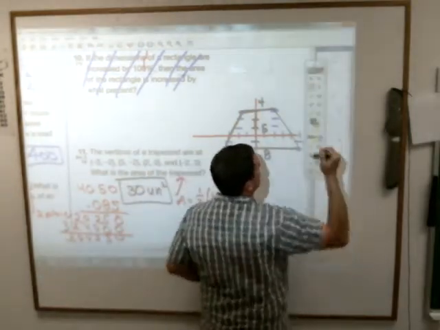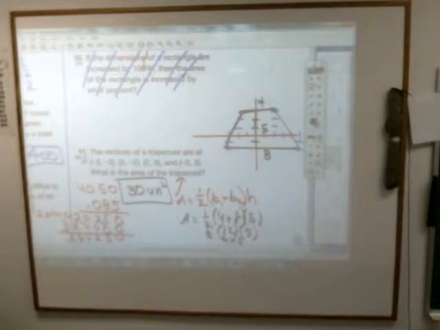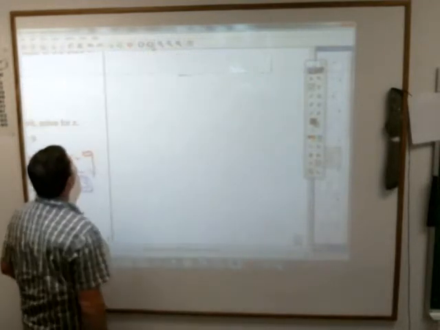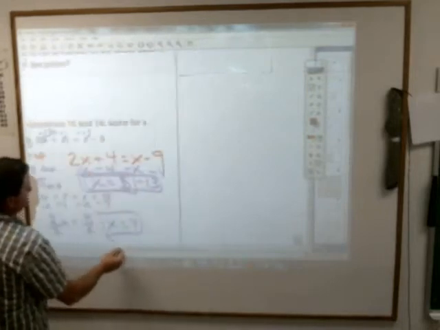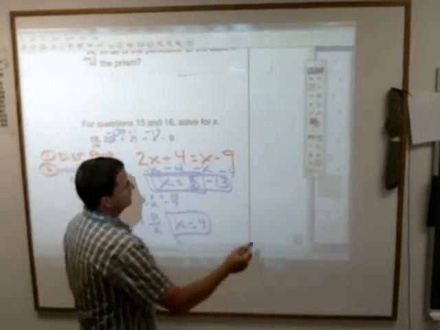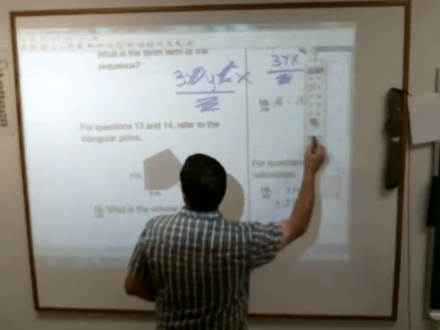Forging ahead. That's it? Taylor paper. Can you do number 12? Answer 13. No, not 12. Well, not for me. 13 and 14.